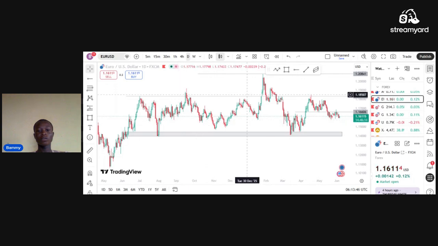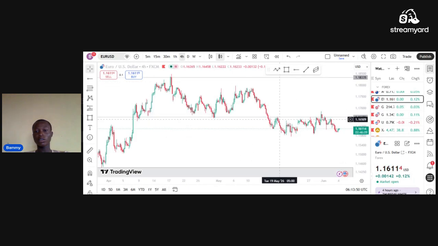Now, since I've marked my resistance on the daily time frame and determined the current trend of the market, I go to the 4 hour time frame to check the more internal part of the market. On the 4 hour time frame, I will also mark my internal support and resistance. I can see this is another support, and this is another support here.